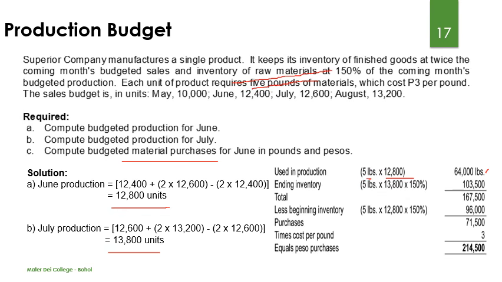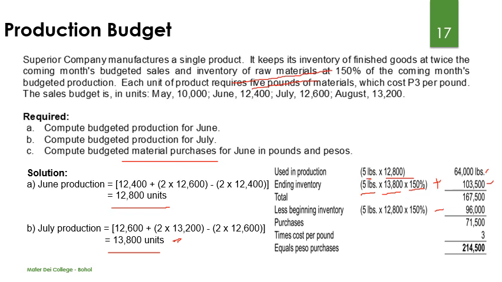That's 150% of the next month's budgeted production. And what is next month's budgeted production? It's 13,800. So 150% of 13,800 multiply by 5, since every 1 unit needs 5 pounds of materials, you will get 103,500. So as you have observed in our previous examples, we will add the ending inventory and we will deduct the beginning inventory.